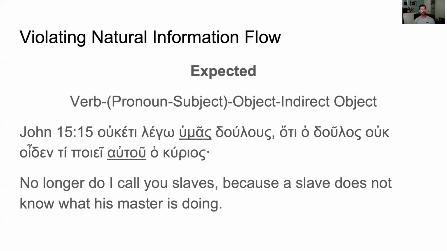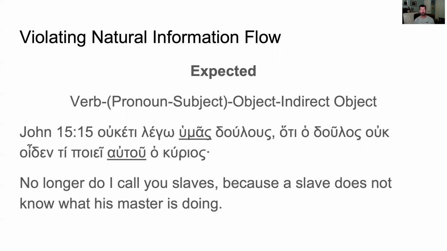And in Greek, we would expect that it's basically a verb-prominent language. So you'd expect the verb to be the beginning of natural information flow. And then you would go with the next most known information, which would be pronominal entities. And we're not talking about simply personal pronouns, but it could be personal pronouns that are objects of prepositions. So prepositional phrases could come immediately after the verb.